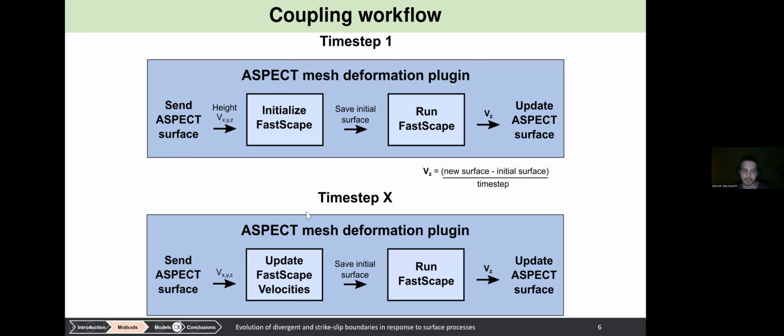On other time steps, it's pretty similar, but there's some small differences. The main one being that the height is no longer sent and we just send the velocities from ASPECT. This is because FastScape will often be at a higher resolution than ASPECT, and we don't want to lose this resolution from including the topography. But after this, it'll go through the same process of updating FastScape, getting the change in velocity from the two surfaces, and then updating the ASPECT surface.